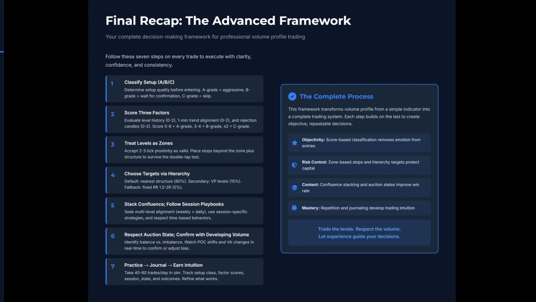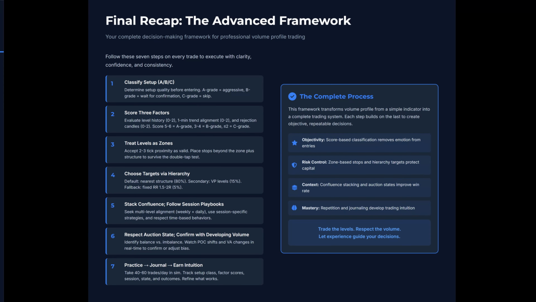Confluence Type 3, Auction State. Identify whether the market is in balance or imbalance. If you see a migrating POC, shifting value areas, and low-volume nodes being left behind, that's imbalance. Trade with the move. If you see a sticky POC with price rotating around value, that's balance.